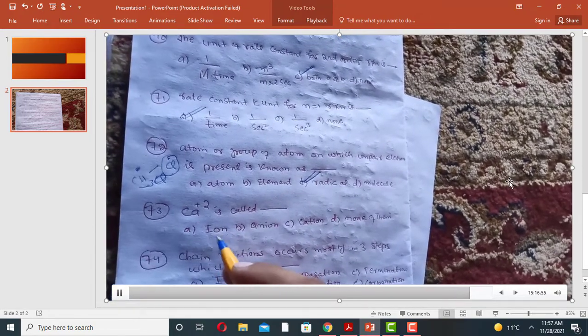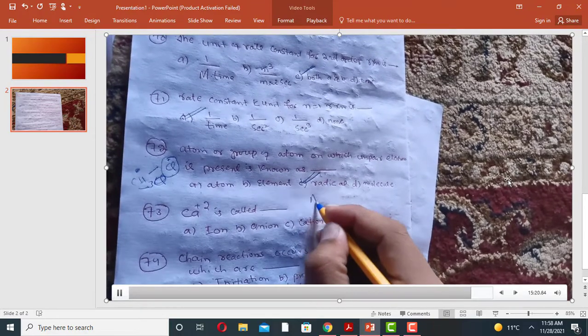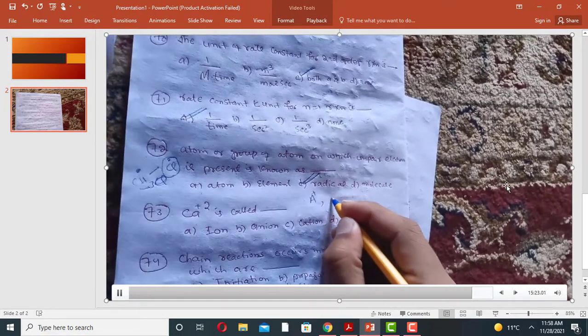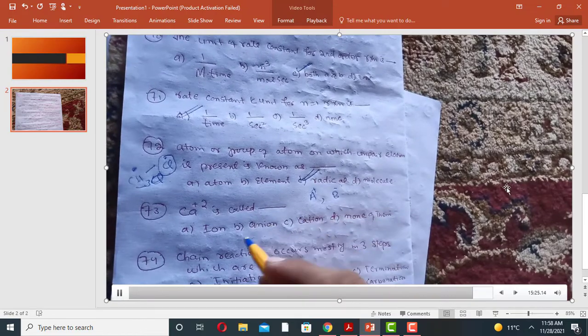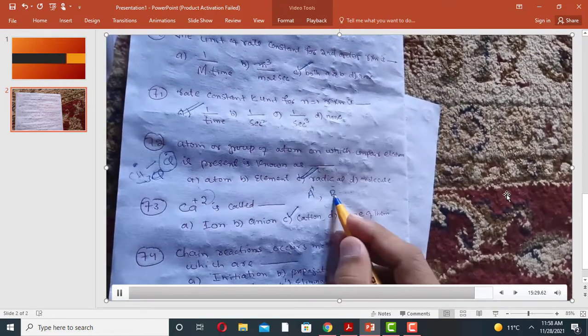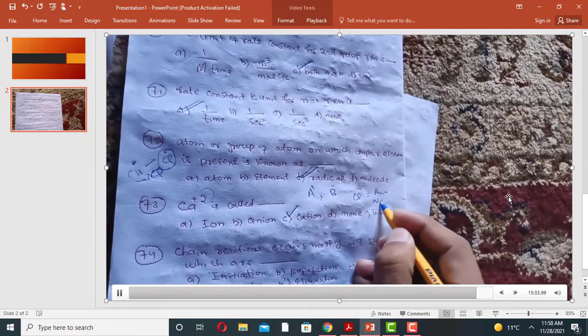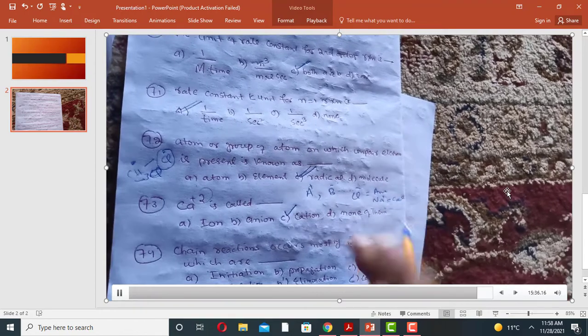Calcium ion is called cation or anion? First of all, cation is positive charge. This is the cation and this is the anion. So Ca plus 2 is positive charge, so it is the cation. Cl minus is the anion, and Na, for example, is the cation.